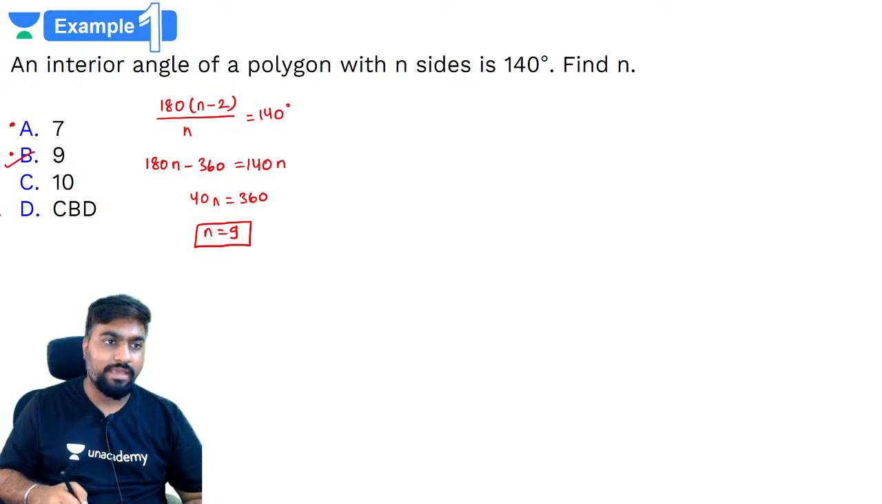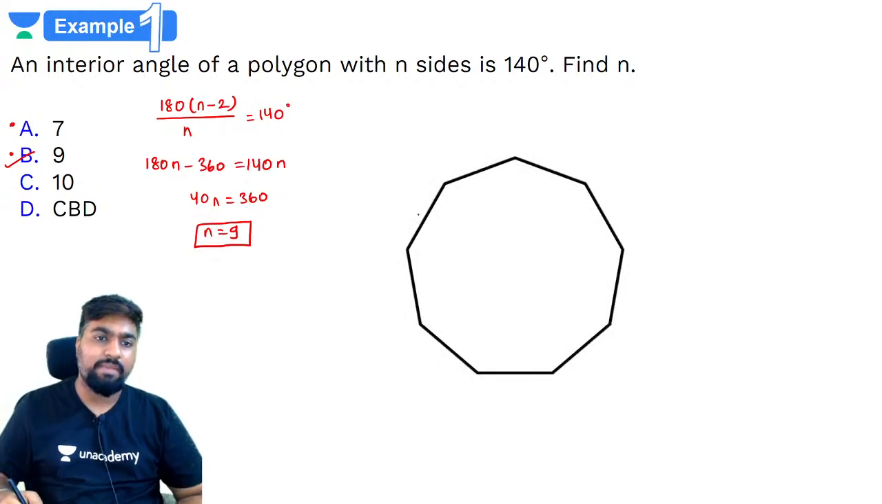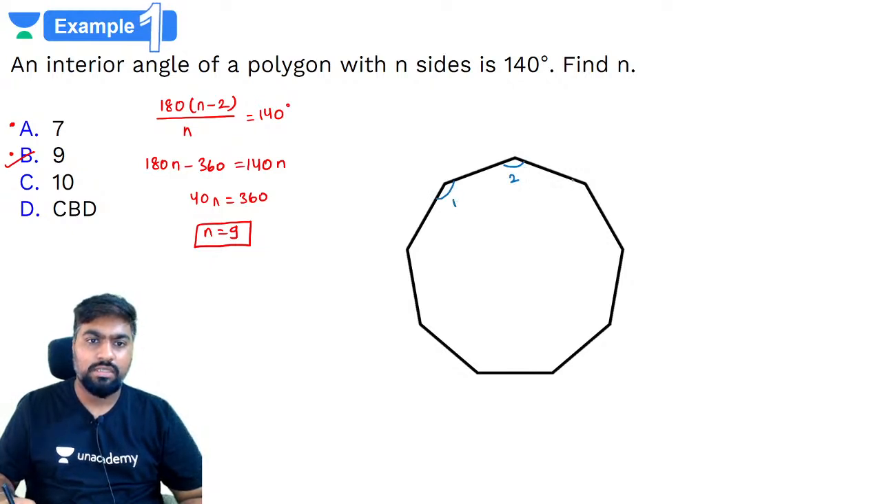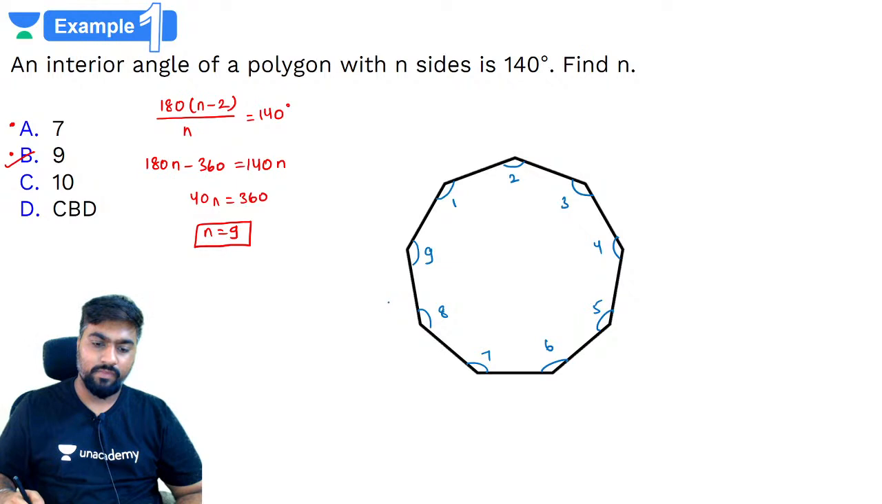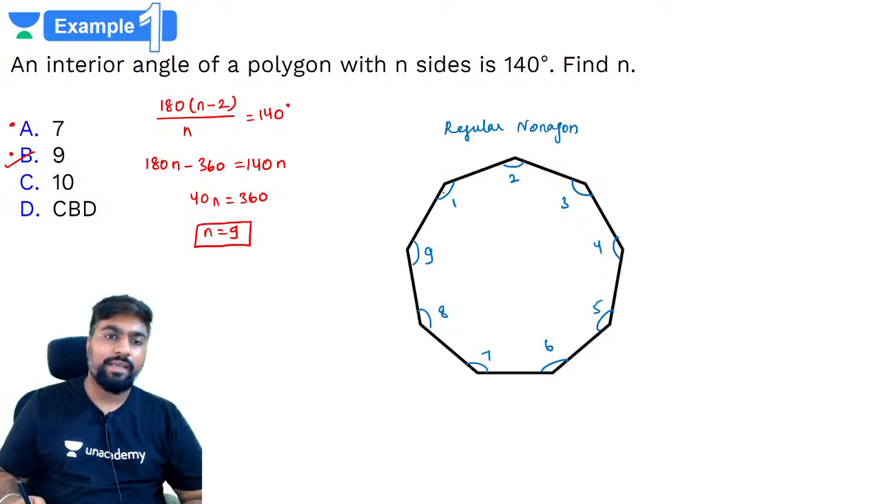9, yeah, makes sense. But I have a question for you. So 9 will be for a shape like this, correct? Angle 1, 2, 3, 4, 5, 6, 7, 8 and 9, correct? 9 angles, 9 sides, nonagon. This is called a regular nonagon.